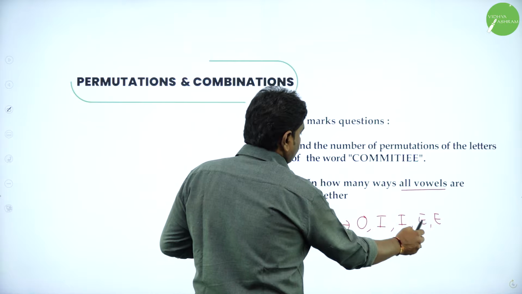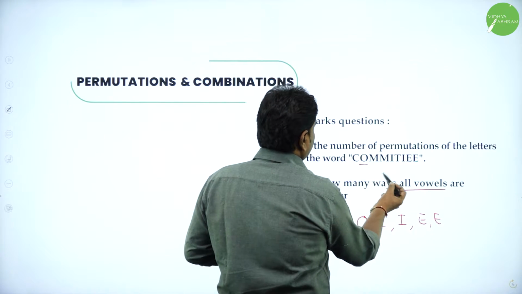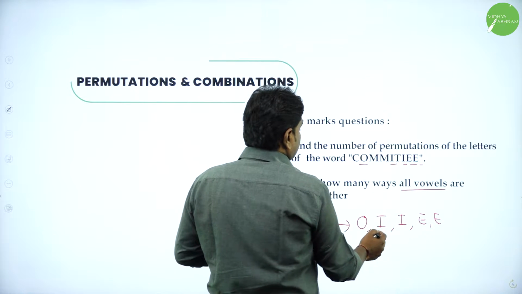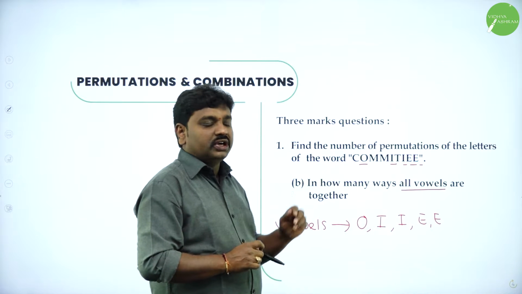1, 2, 3, 4, 5, oh sorry, 5 vowels are there. O is one vowel, I is another vowel, I is another vowel, E. Total 5 vowels are there. So 5 vowels, I should take them as 1 unit.